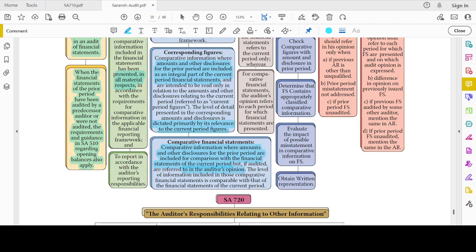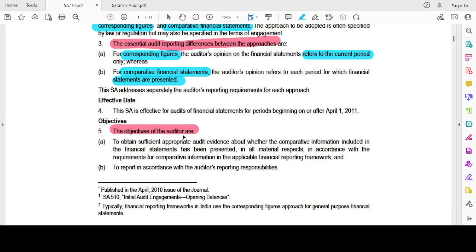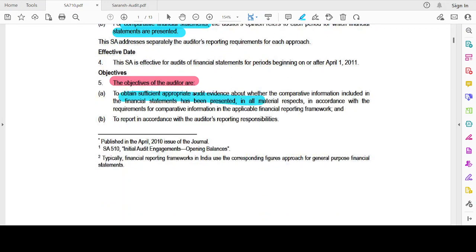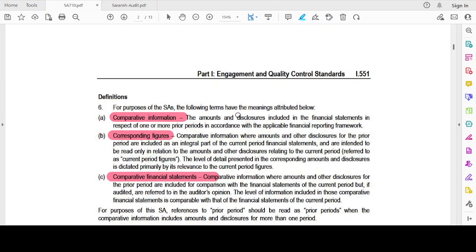The level of information included in those comparative financial statements is comparable with the financial statements of the current period. So yeah, let's move on. Objectives we have discussed, right? To obtain sufficient evidence about the comparative information and to report. Then definitions we have discussed.